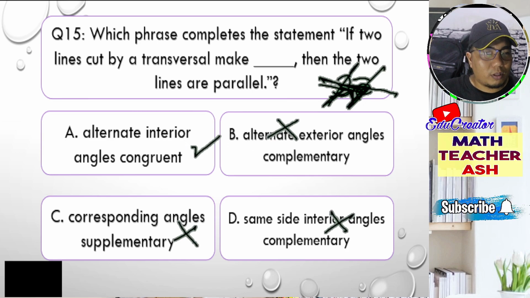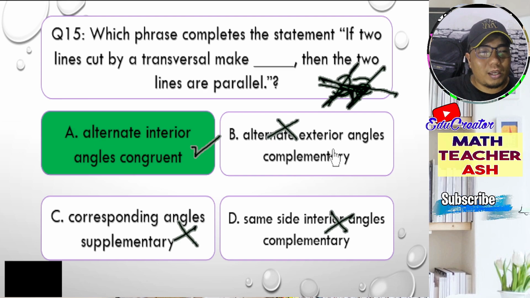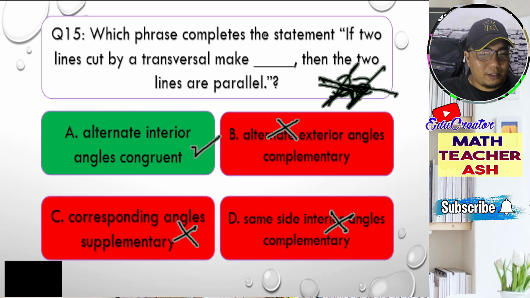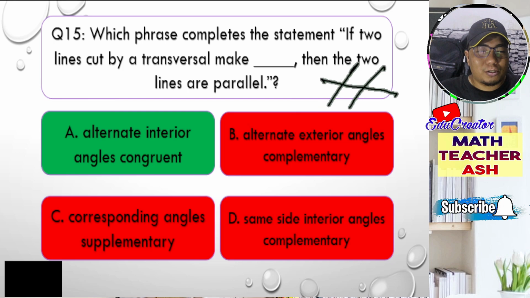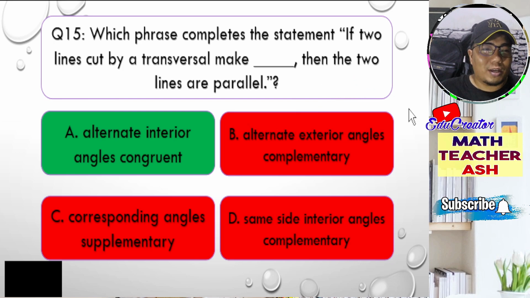So now let's check whether we are correct. Alright, so we are indeed correct, my dear math learners. I hope you got that one. And if you do have some questions or confusions, don't forget to put it in our comment section below. Now let us go to question number 16.